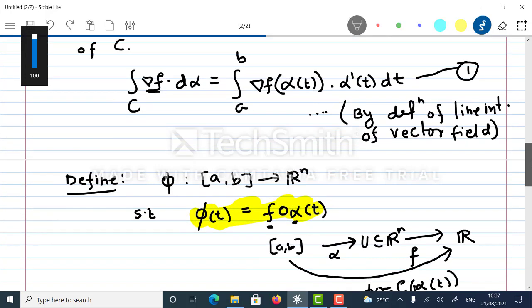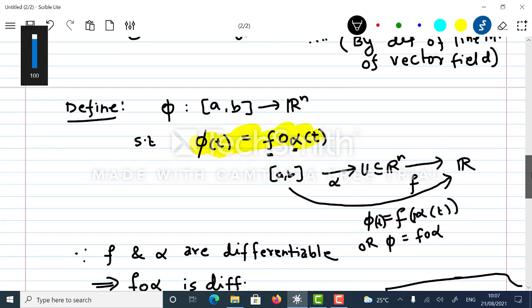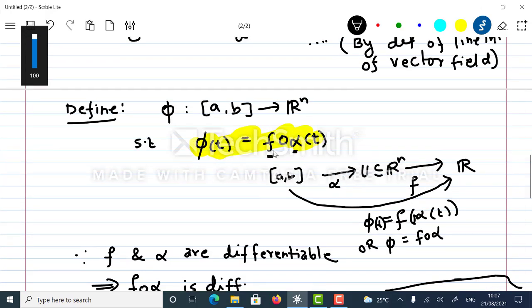Where is phi? Yeah, see, f is continuously differentiable, alpha is also continuously differentiable, f composite alpha is phi, which is also continuously differentiable. When I say continuously differentiable, that means phi is differentiable and the derivative of phi is continuous, so then it is called continuously differentiable. I again repeat, when I say phi is continuously differentiable, that means phi is differentiable and the derivative of phi is continuous.